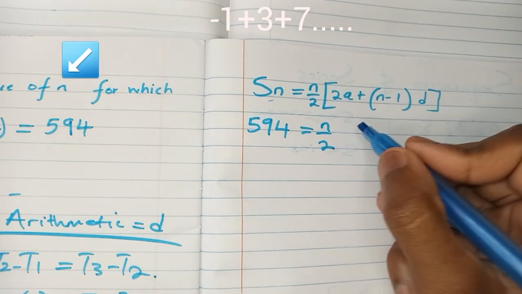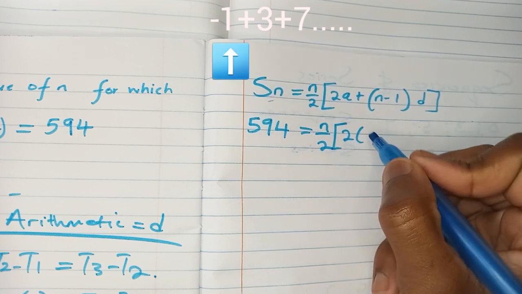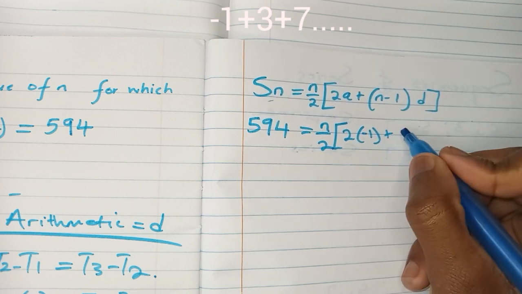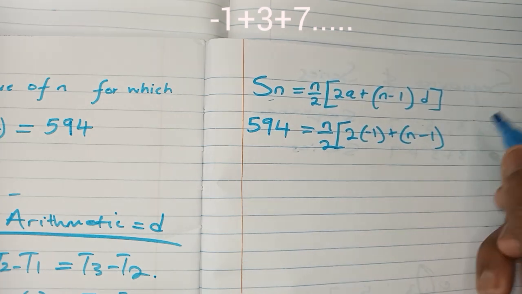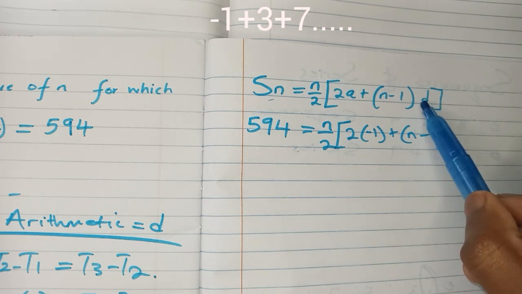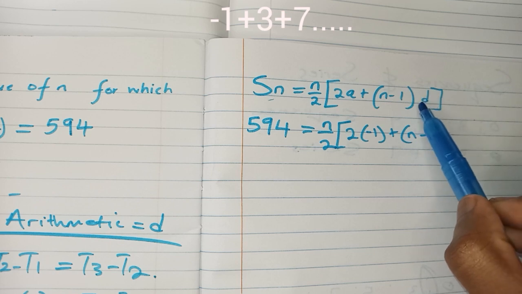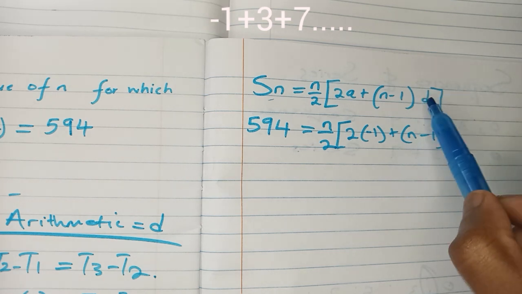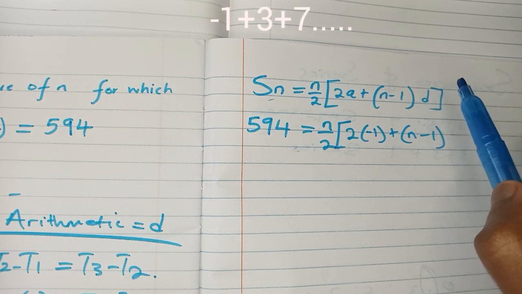So n over 2 into 2, now a is negative 1. We found that, negative 1 plus n, we still don't know n, minus 1, and then this is where I used to make a mistake. You see, the formula originally comes like this. It doesn't have a multiplication sign. And if you are using your Casio calculator, you try to type it all out like this, and you forget to put a multiplication sign, it gives you a wrong answer. I will show you someday.